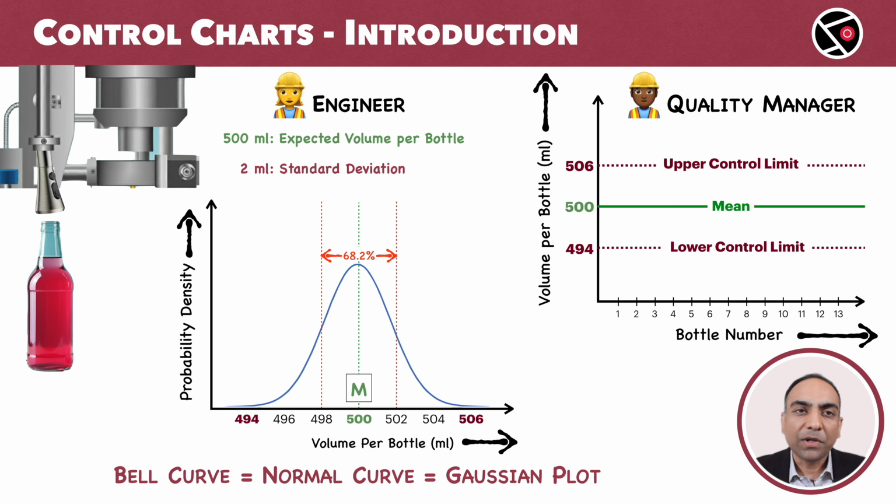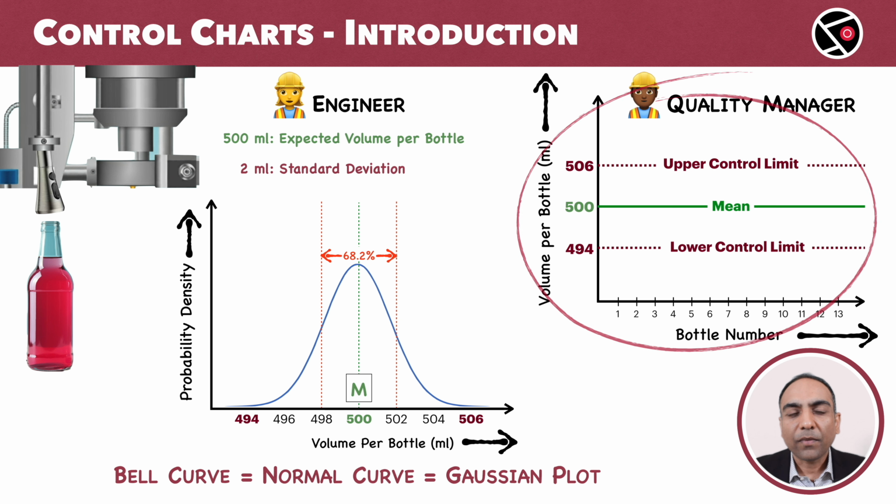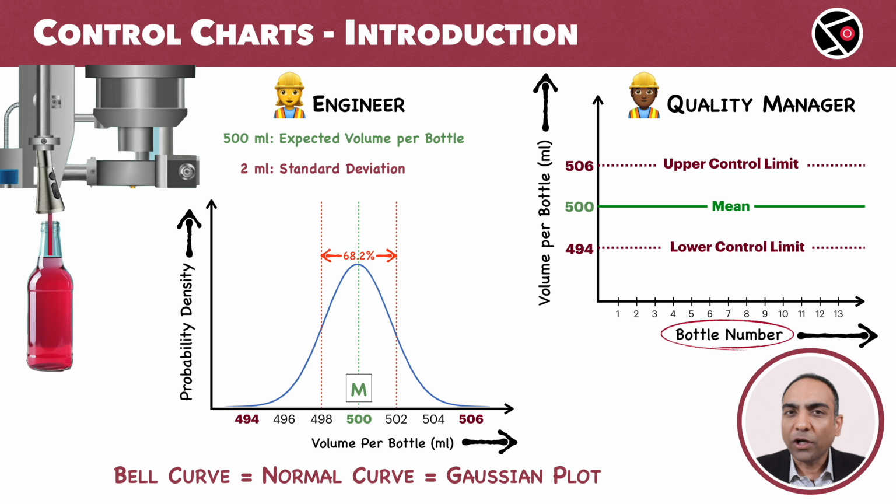Now that we have these two numbers, how did the quality manager come up with this chart? On the x-axis, we have the bottle numbers. Bottle number 1, 2, 3, and so on. The x-axis is actually representing time. The bottles are filled in order of time. The machine starts with the first bottle, then the second, and continues. The bottle number on the x-axis is mapped or is proportional to the time. On the y-axis, we have the volume per bottle.